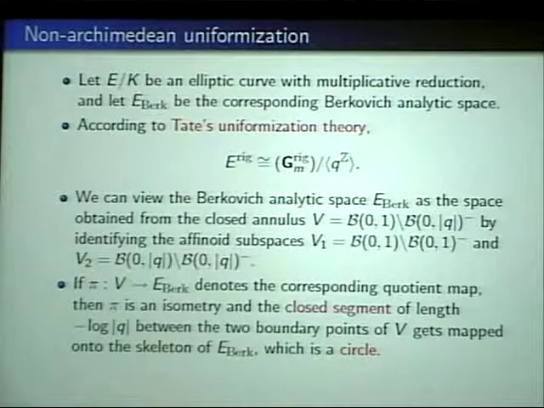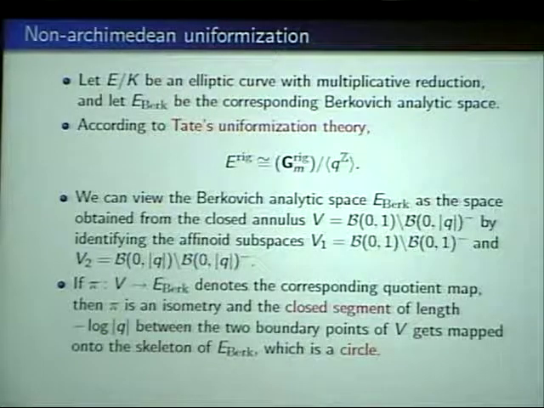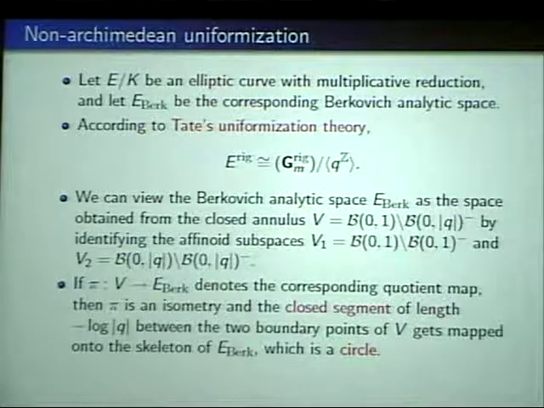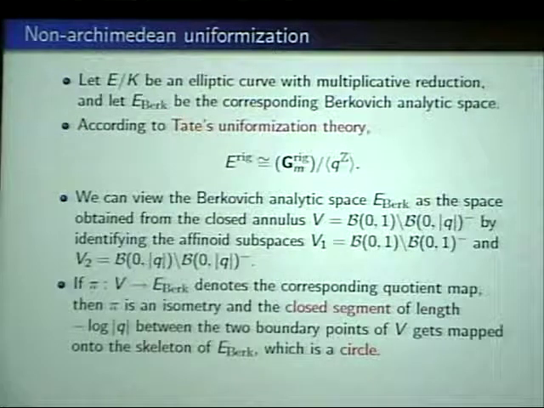So if pi is this kind of topological quotient map, then it gives you an isometry with these metrics that I've been describing, and this closed segment of length minus log q, right? So the corresponding open annulus has modulus minus log q. And so you're taking this open annulus, which you remember the Berkovich picture was I had a segment and then lots of trees hanging off it. So you take that segment connecting the two ends of the open annulus and you just glue them together. That's what we're doing. So we're taking this segment of length minus log absolute value q, and we're gluing it together into a circle of that length.